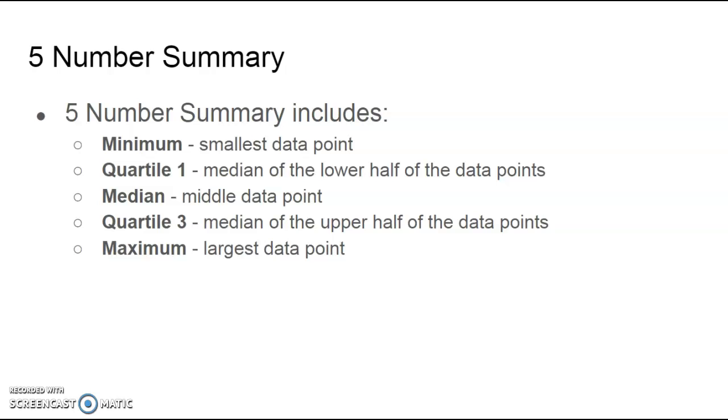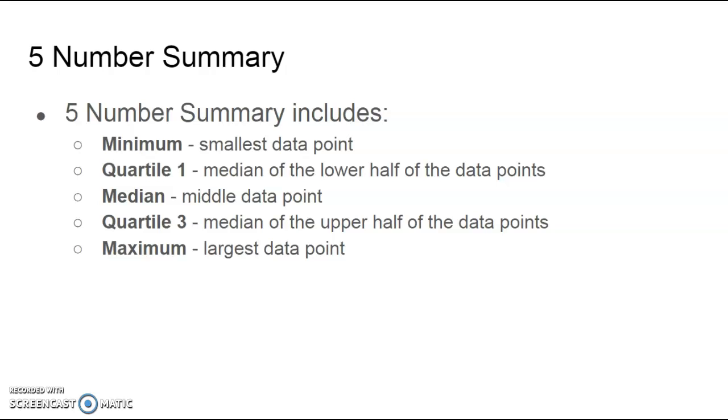What you would include in the 5-number summary is your minimum, or the smallest data point in the data set; quartile 1, which is the median of the lower half of the data points; the median, which is the very middle data point; quartile 3, which is the median of the upper half of the data points; and then the maximum, which is the largest data point. So minimum, median, and maximum, you all should be familiar with.